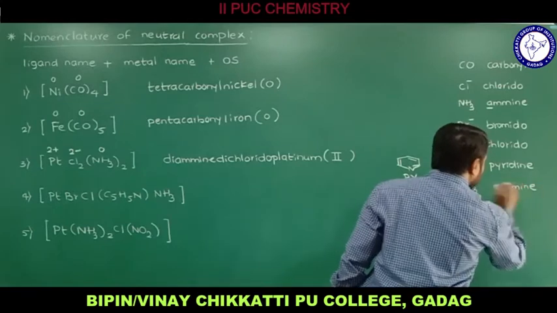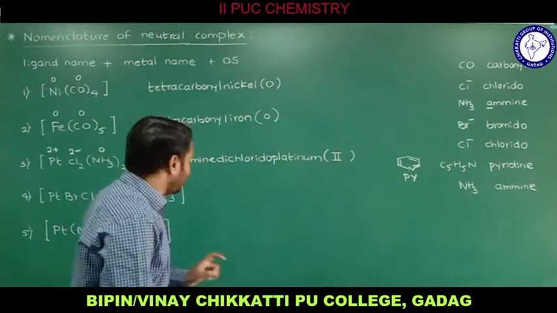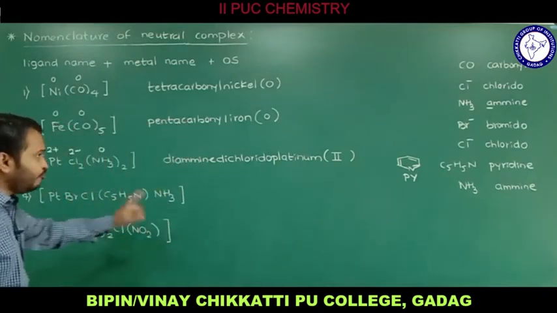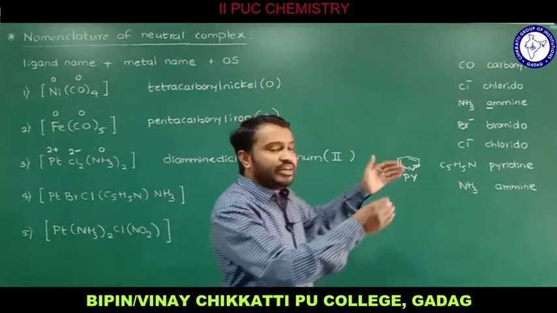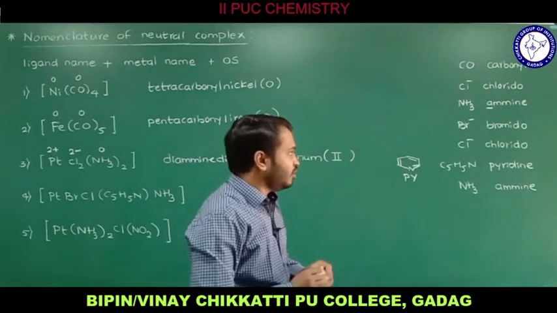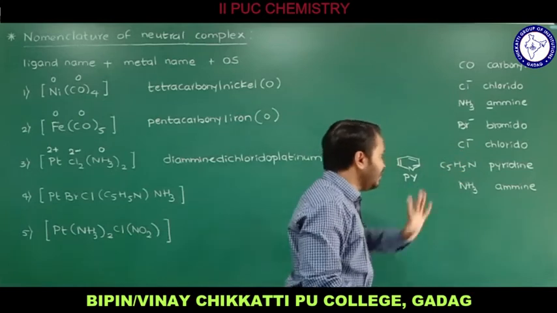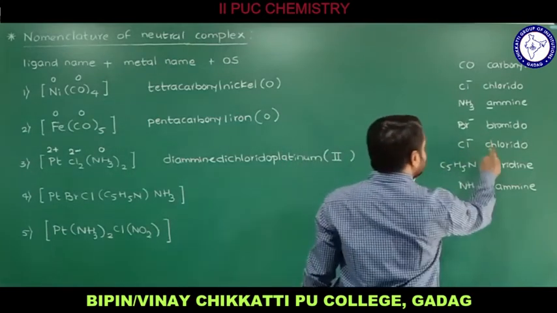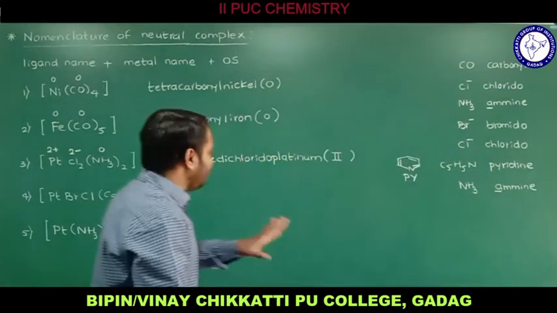Try to know, in IUPAC nomenclature of these, we write ammine. So we have 4 ligands, and we need to write them in alphabetical order. Which one comes first? Br, Cl minus, pyridine and NH3. So B, C, P, A. A comes first, so ammine will be the first ligand.